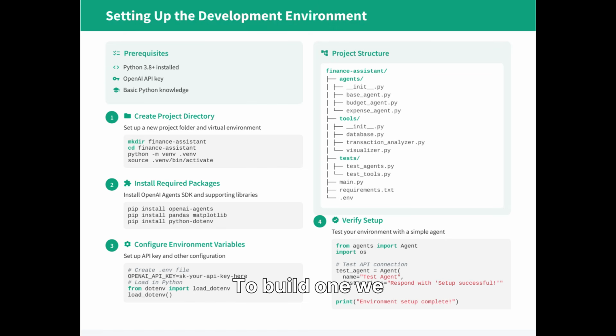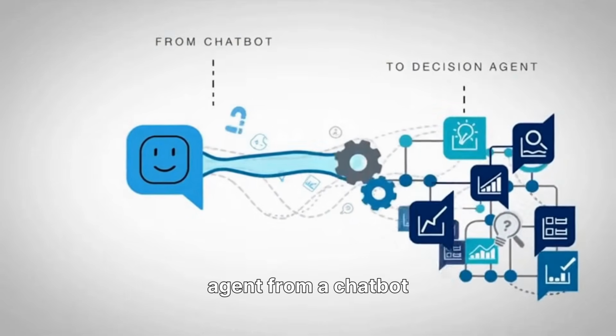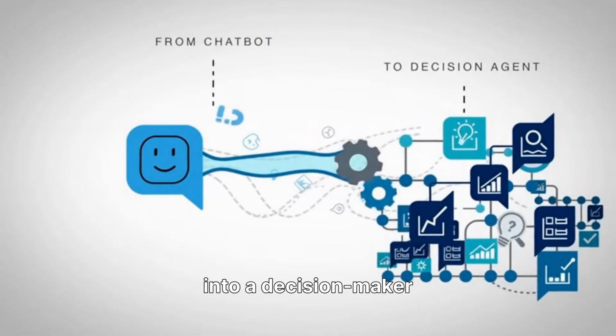To build one, we need to understand the three pillars of an AI agent. Model, the brain. We'll use GPT-4 for reasoning and GPT-3.5 for lighter tasks. Tools, external functions, and APIs to fetch data, analyze spending, and calculate budgets. Instructions, the rules that guide your agent's tone, behavior, and scope. Together, these turn your agent from a chatbot into a decision maker.